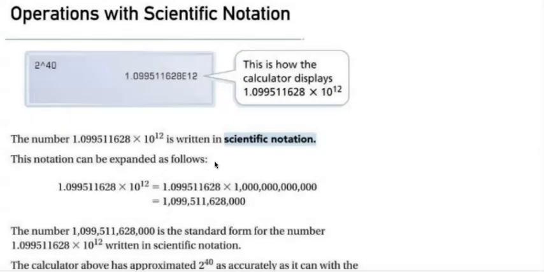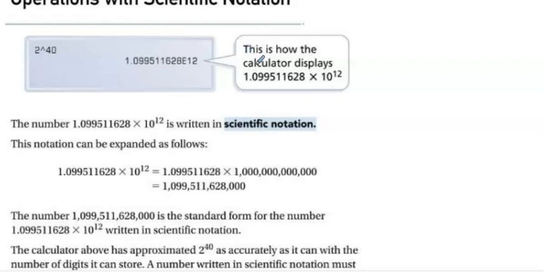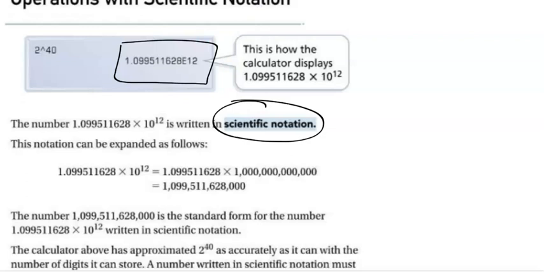Hello everybody, operations with scientific notation, here we go. You might have seen scientific notation in science class already. Let's see what happens. Alright, so we got some scientific notation here. You will see something like this on your calculator every once in a while, and I'm going to highlight that letter E there, and this means scientific notation.